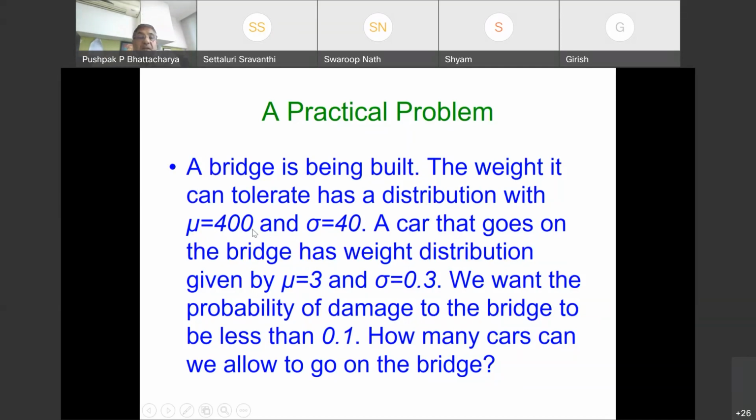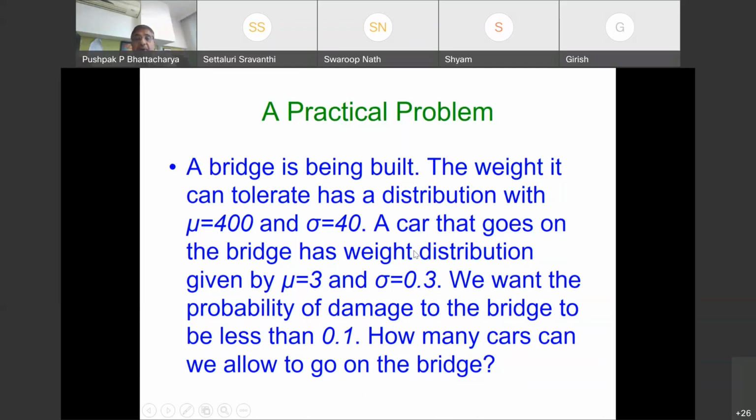Does it break? That also is a normal distribution. Most of the bridges will have a tolerance value in a small range, and we can talk of a mean and standard deviation. Now we want the probability of damage to the bridge to be less than 0.1. How many cars can we allow to go on the bridge?